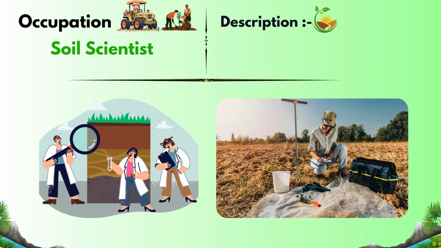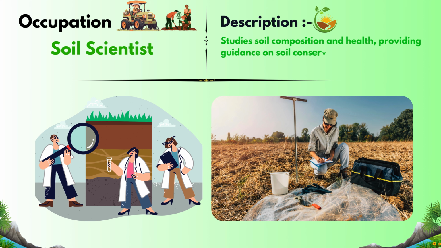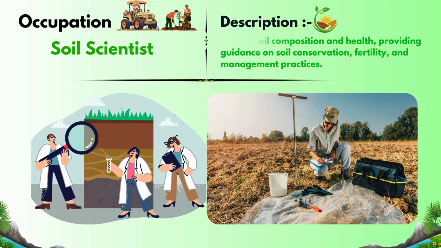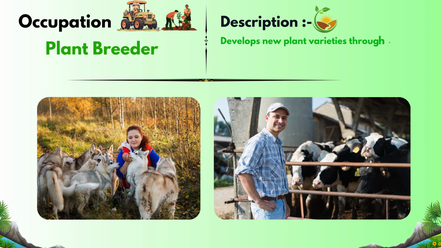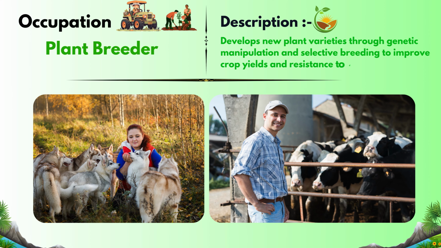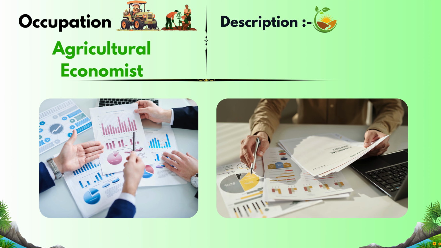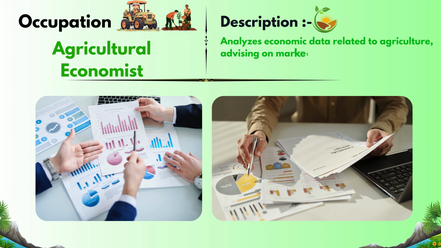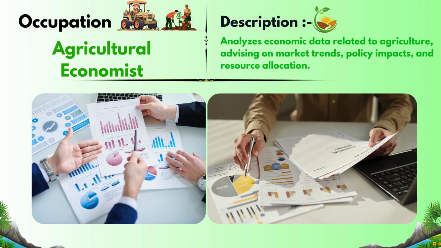Soil scientist. Studies soil composition and health, providing guidance on soil conservation, fertility, and management practices. Plant breeder. Develops new plant varieties through genetic manipulation and selective breeding to improve crop yields and resistance to diseases. Agricultural economist. Analyzes economic data related to agriculture, advising on market trends, policy impacts, and resource allocation.